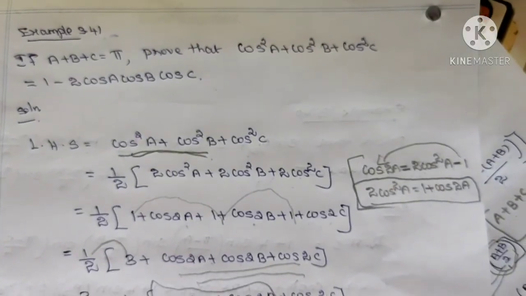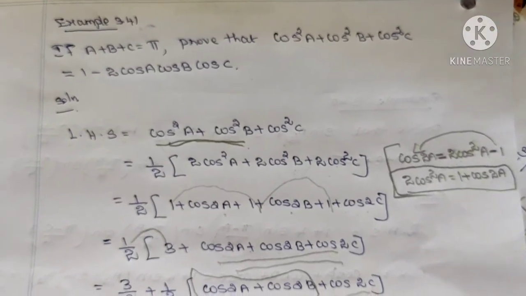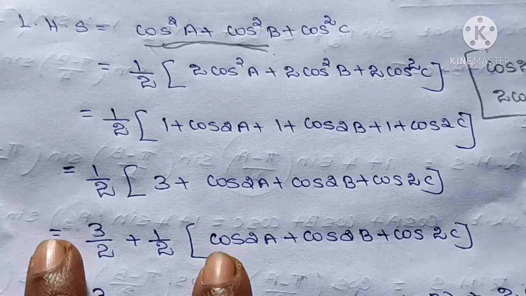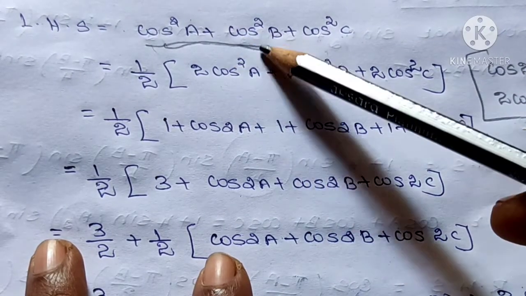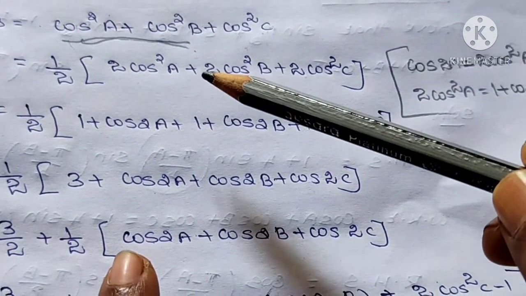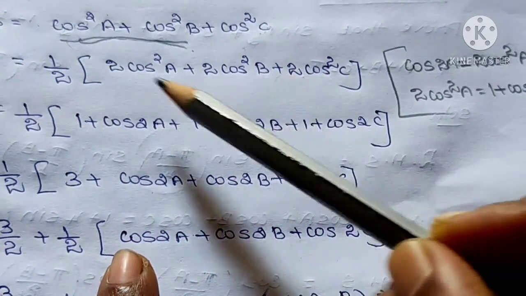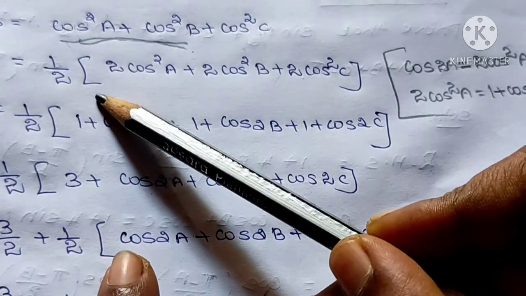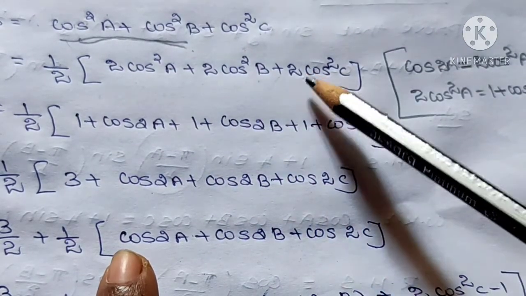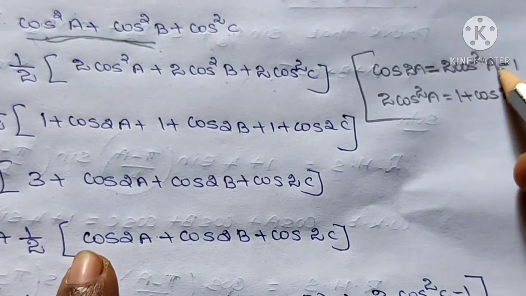Number 3.41. If a plus b plus c is equal to pi, prove that cos square a plus cos square b plus cos square c is equal to 1 minus 2 cos a cos b cos c. Left hand side: cos square a plus cos square b plus cos square c. One small adjustment: you multiply and divide by 2. We take the numerator 2 inside the terms. Okay, so we get 1 by 2 into 2 cos square a plus 2 cos square b plus 2 cos square c. Now we use this result: cos 2a is 2 cos square a minus 1.